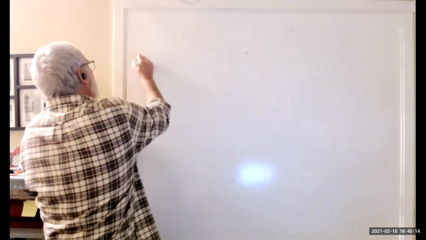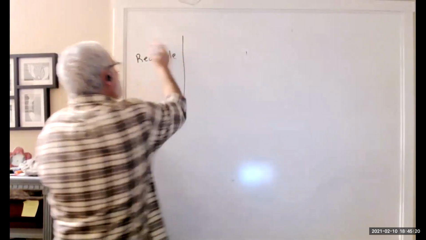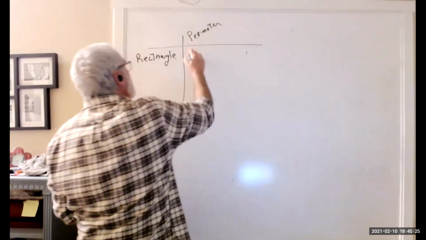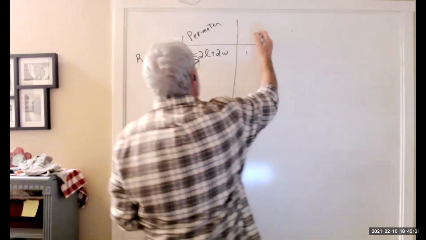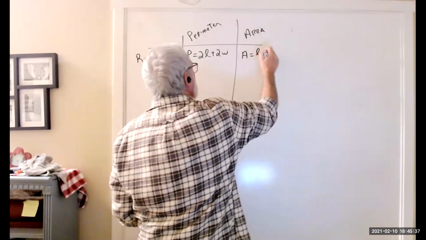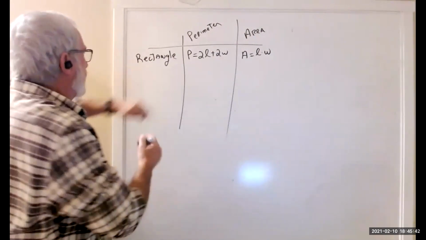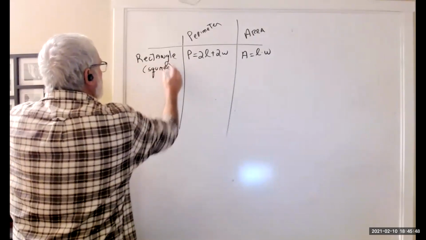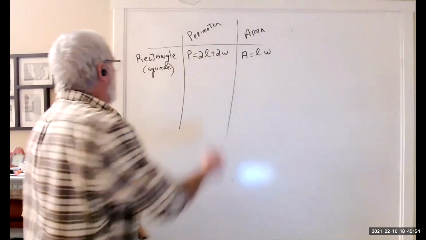Let's take a rectangle. The perimeter is 2 times the length plus 2 times the width. The area is length times width. So for all of the rectangles that we're going to run into, and a rectangle, by the way, also could be a square. A square is a special rectangle. Okay, that's the formula for the perimeter. That's the formula for the area.